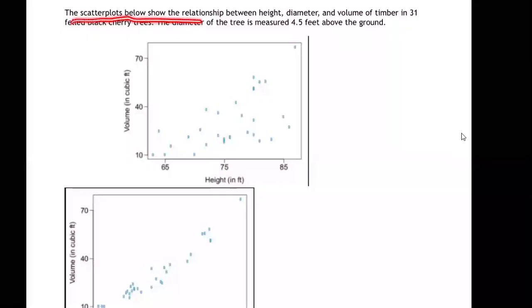The scatter plots below show the relationship between height, diameter, and volume of timber in 31 felled black cherry trees. The diameter of the trees is measured 4.5 feet above the ground. So here's some, seems like real life data. And this is how it comes out looking from many statistical software packages.